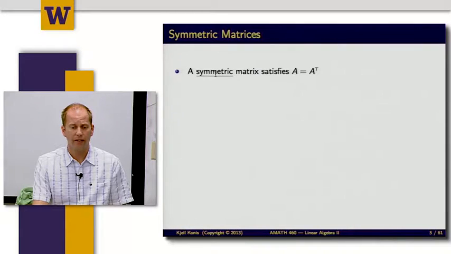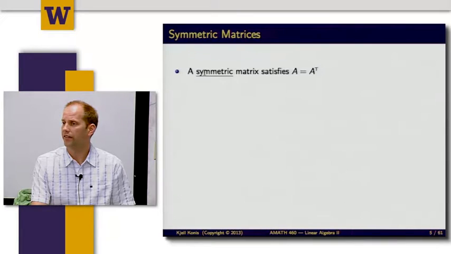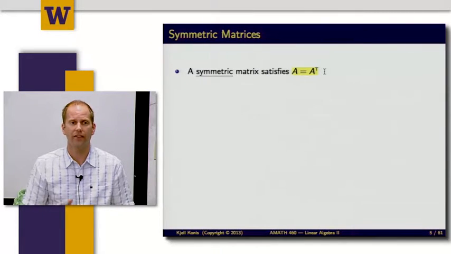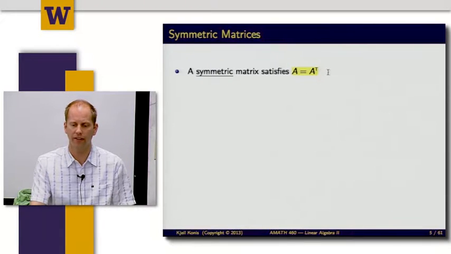Okay. So we can use the transpose operation to define something called a symmetric matrix. So a matrix A is symmetric if it satisfies A equals A transpose. And so first of all, this is only going to work if A is a square matrix, because the only way A can be equal to A transpose is if m is equal to n, so that when I transpose it, it's still an n by n matrix. So A has to be a square matrix.